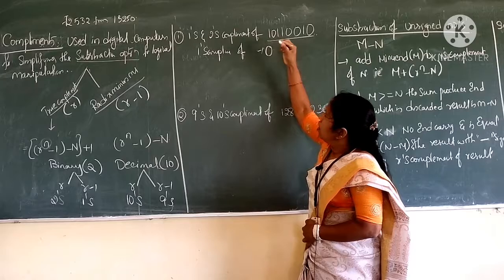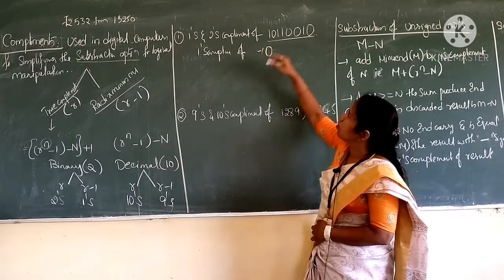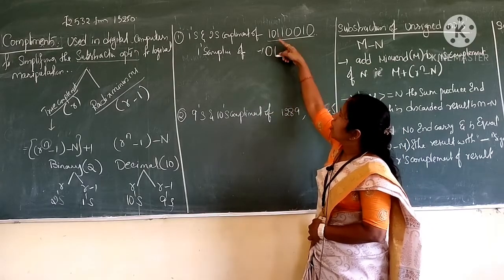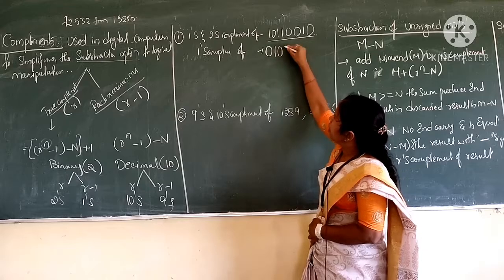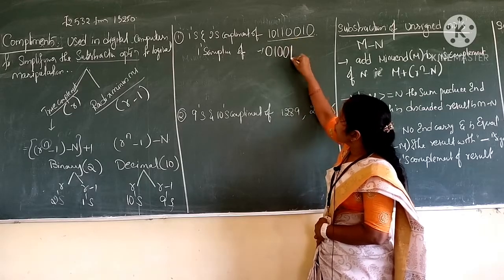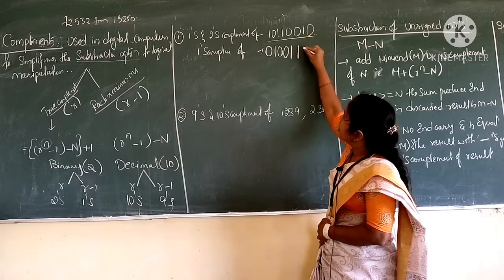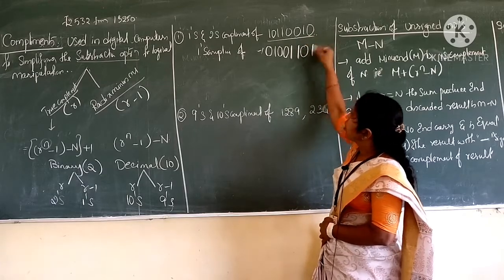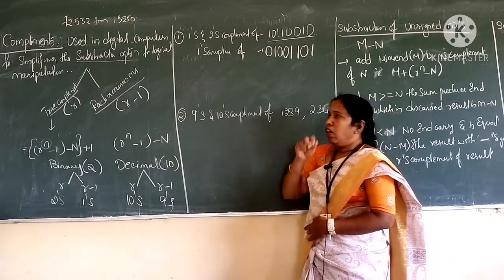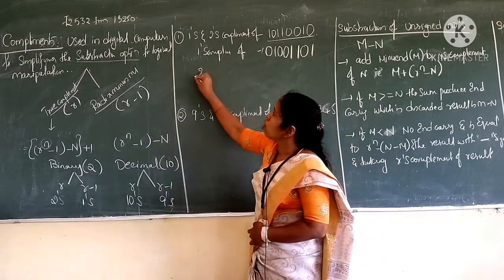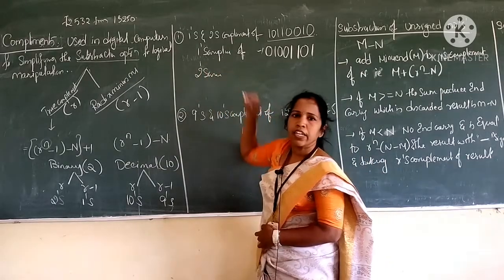Now 0 is converted into 1. 1 again 0. 1 0. 0 is converted into 1. 1 is converted into 0. 0 is converted to 1. Now 2's complement.